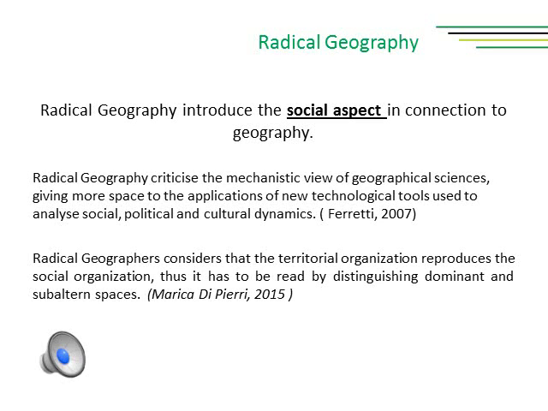The radical geography, based on a Marxist theoretical approach, focuses on spatial representation based on the study of social phenomena, such as marginalization, poverty, living conditions, social conflicts. Following this analysis, the territorial organization reproduces the social organization, and it has to be read by distinguishing dominant and subaltern spaces, center-periphery theory. The radical approach in geography is relatively new. Radicalism grew as a major criticism of quantitative geography, positivism, and traditional regional geography.